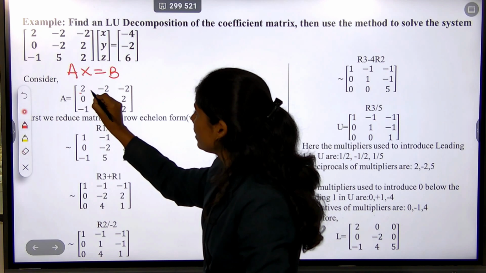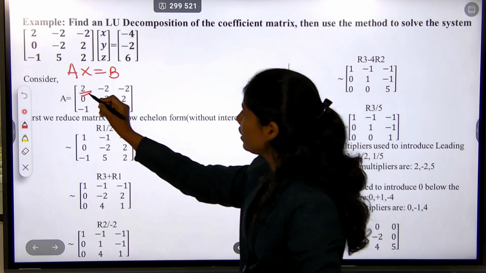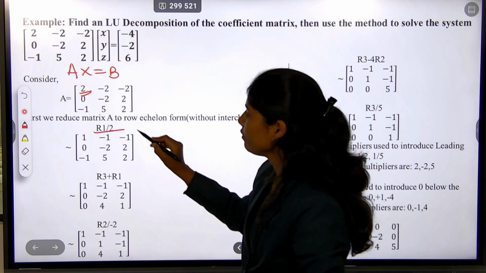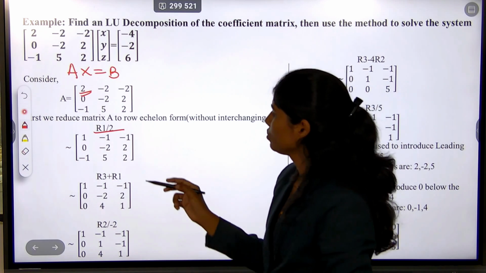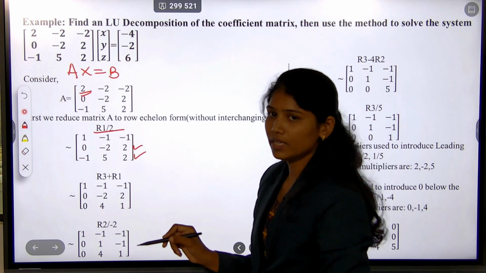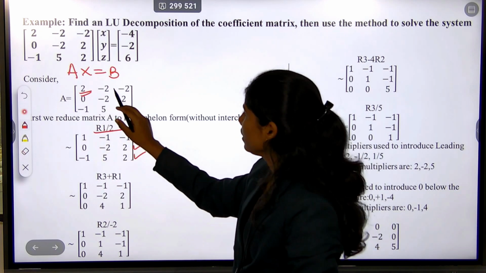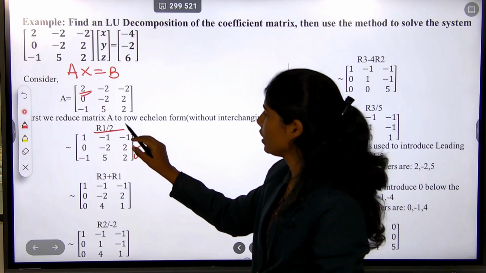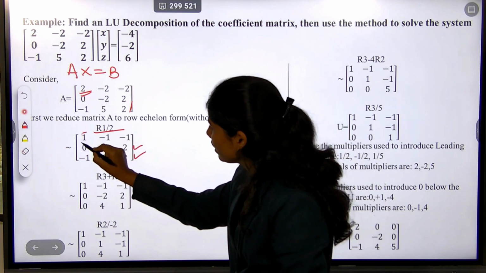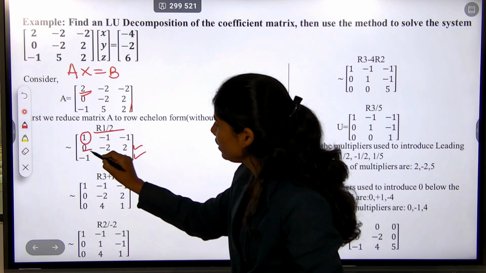Here the leading entry is 2. We have to make that 1. So we divide R1 by 2, writing R2 and R3 as they are. So 2 upon 2 is 1, then minus 2 upon 2 is minus 1, minus 2 upon 2 is again minus 1. So our leading entry is 1. Now we have to make all entries below the leading entry 0.